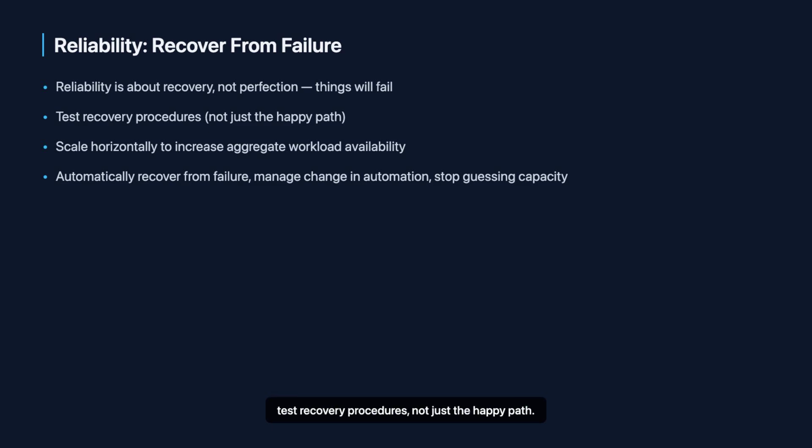Test recovery procedures, not just the happy path. Scale horizontally to increase aggregate workload availability. Automatically recover from failure. Manage change in automation. And stop guessing capacity. Let auto-scaling replace static forecasts. On-prem teams test that the system works. Cloud teams test that the system recovers.